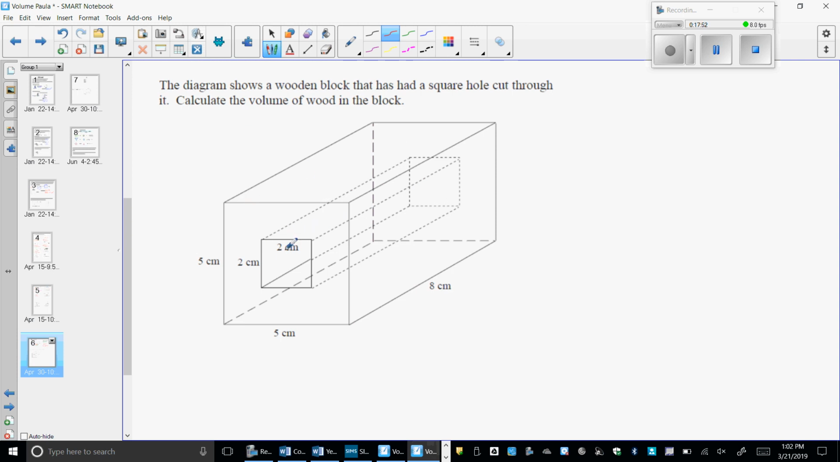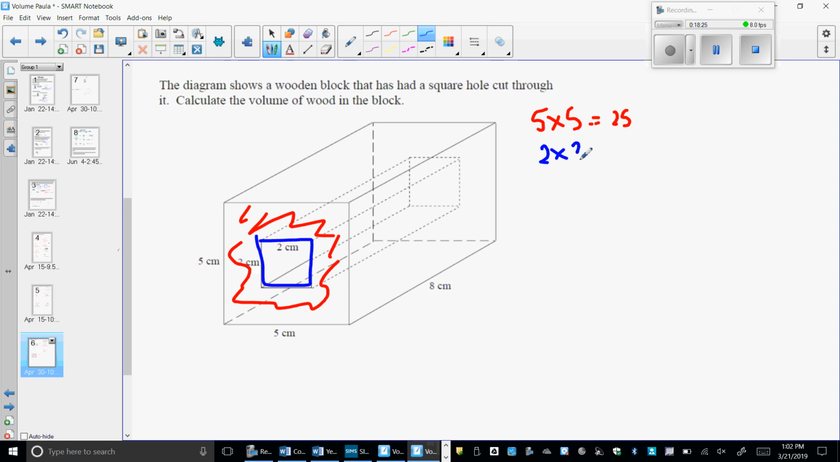Okay, so a hole means that we've got stuff missing. So to find the area of this end face again, we would need to find the area of the big square, it's a square, and the area of the small square, and subtract the small one from the big. So the area of the big square would be 5 multiplied by 5. The area of the small square is 2 multiplied by 2. As I said, this time we're subtracting. So the area of our end face this time is 21 centimeters squared.